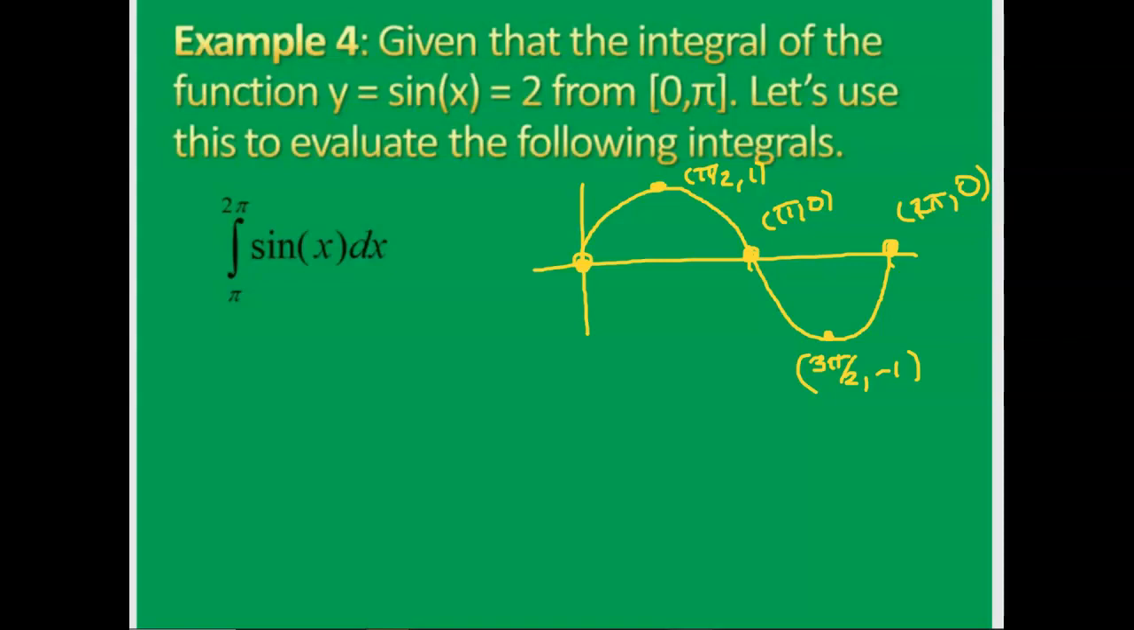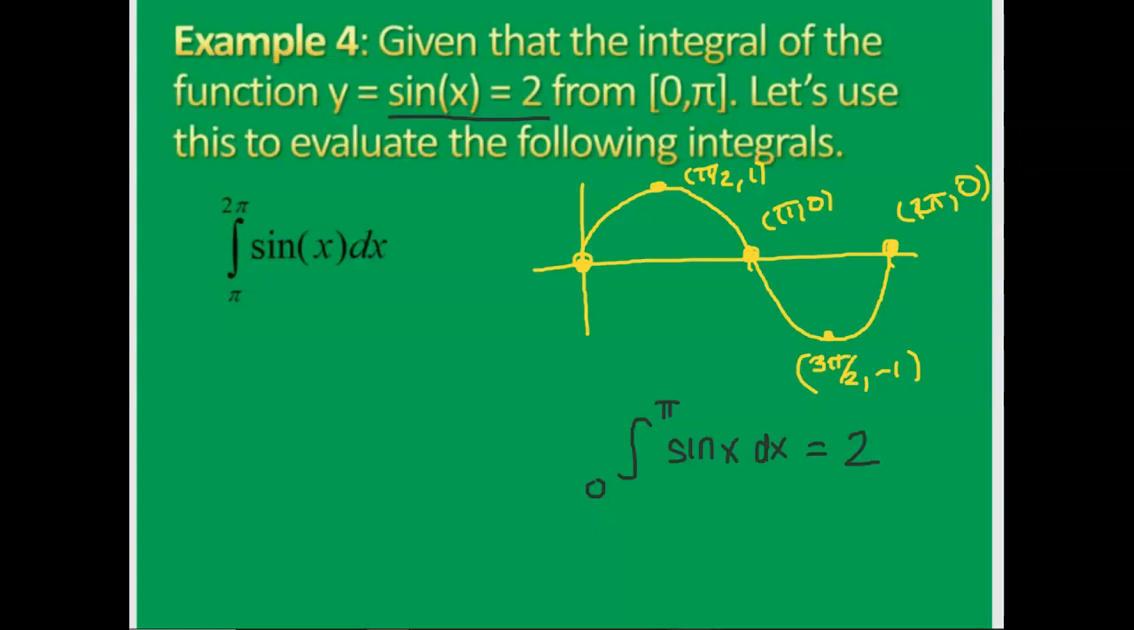We are given in the directional statement that the integral from 0 to pi of sine of x dx is equal to 2. That's what that statement gives us. It says, given that the integral of this function is equal to 2 from 0 to pi, let's find the following integrals.